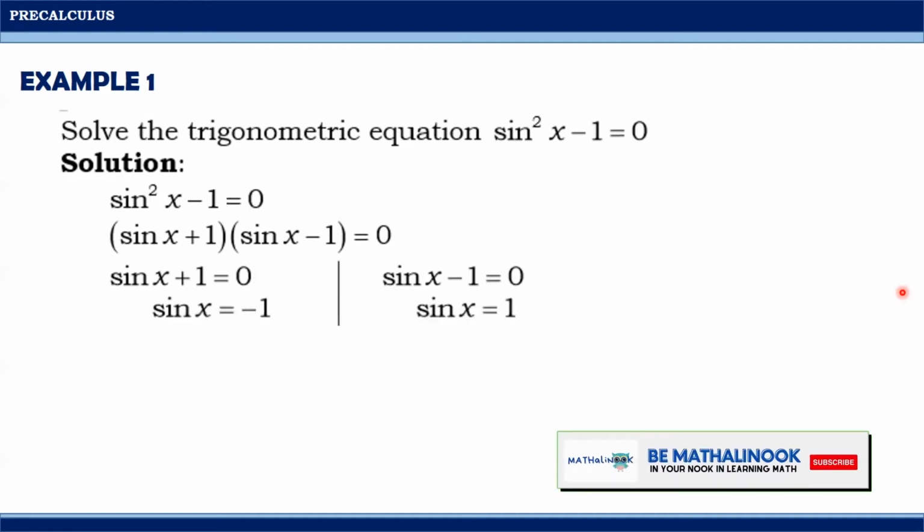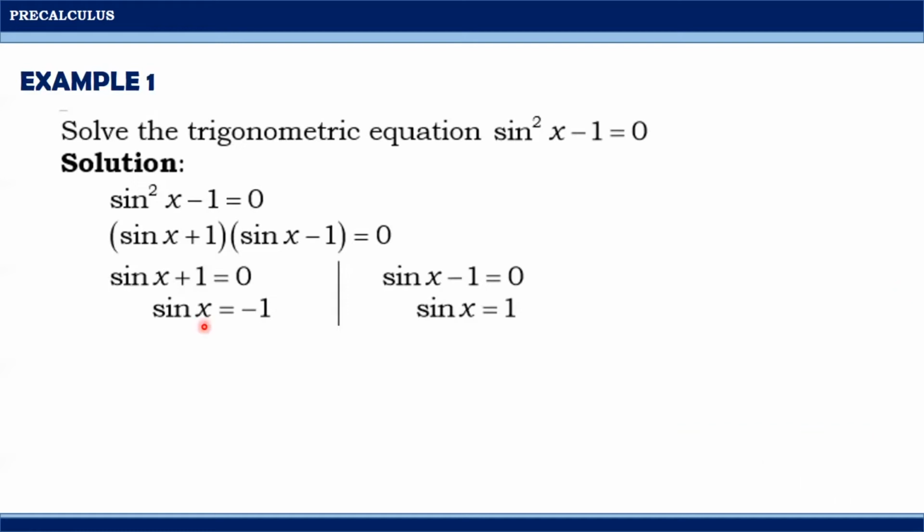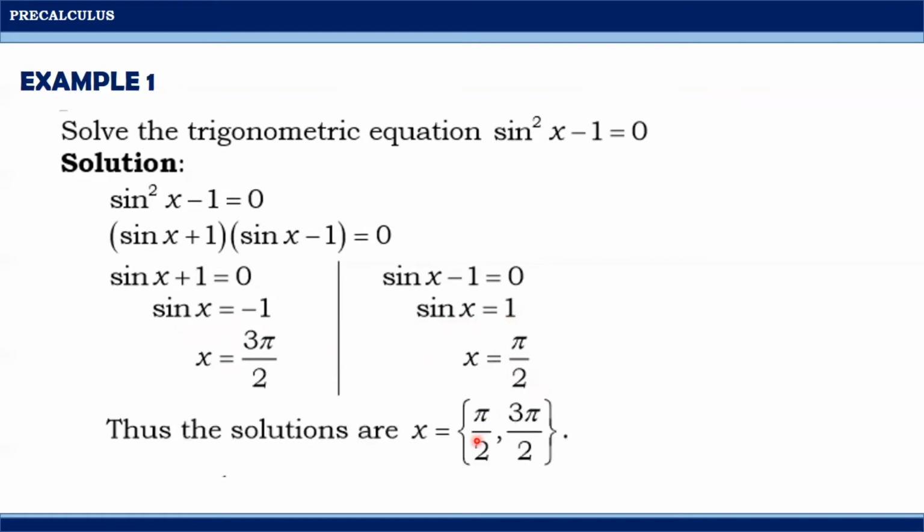So we will have sine x equals negative 1 and on the other one, we will have sine x equals 1. Using our knowledge about inverse trigonometric functions, we need to find an angle which will give sine a value of negative 1 and a value of positive 1. On the left side, we have x equals 3 pi over 2 and on the right side, we have x equals pi over 2. Meaning, if we substitute 3 pi over 2 for x here, we will have sine 3 pi over 2, which is equal to negative 1. On the other hand, if we substitute pi over 2 for x here, then we will have sine pi over 2 equals 1. Thus, the solutions are x equals pi over 2, 3 pi over 2.